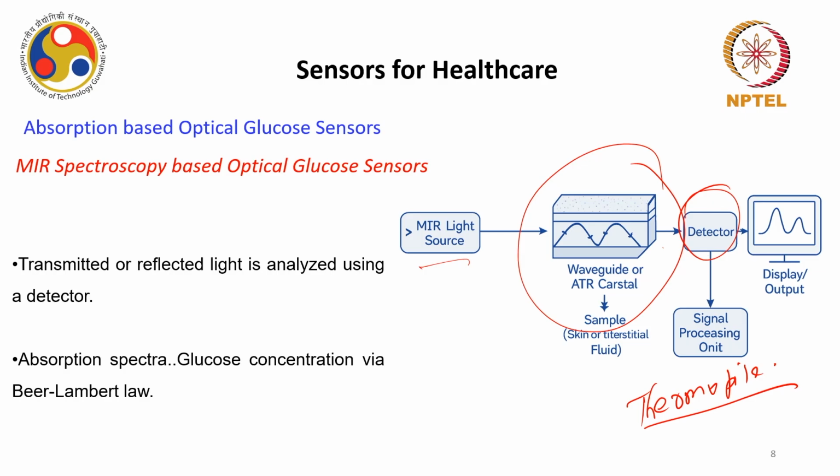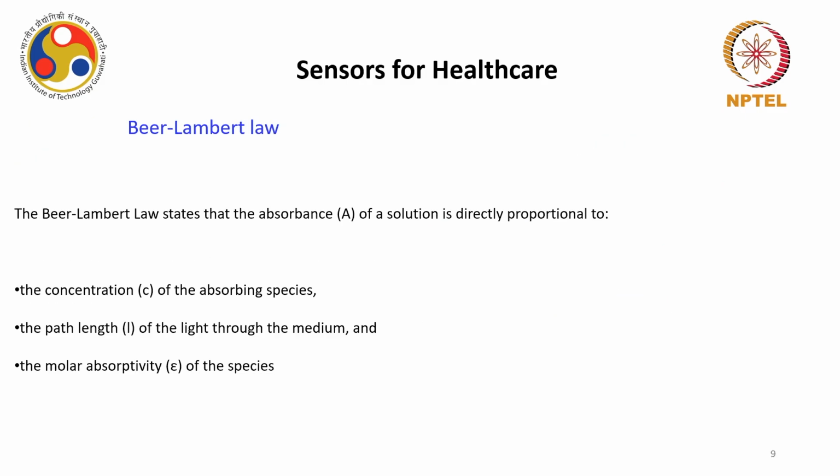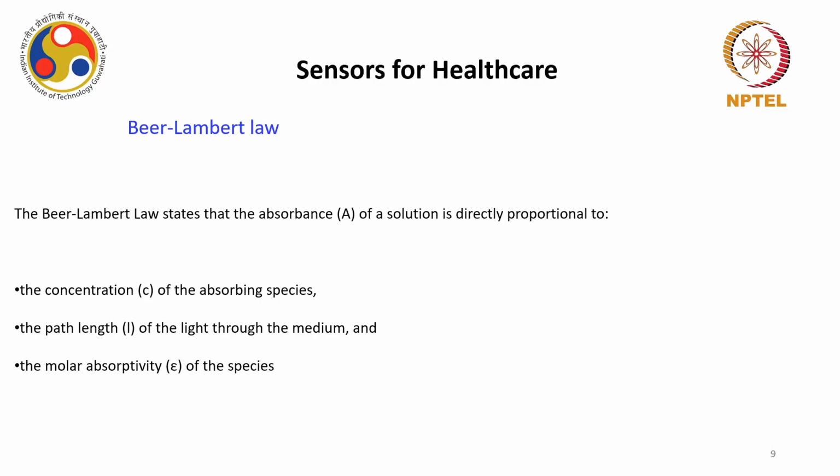So basically this glucose concentration is governed by a law which is known as Beer-Lambert law. Beer-Lambert law, if you have not come across it earlier, is a very simple law which states the absorbance of a solution. It suggests that the absorbance of a solution is directly proportional to three things: the concentration of the absorbing species, the path length of the light passing through the medium, and the molar absorptivity of the species.